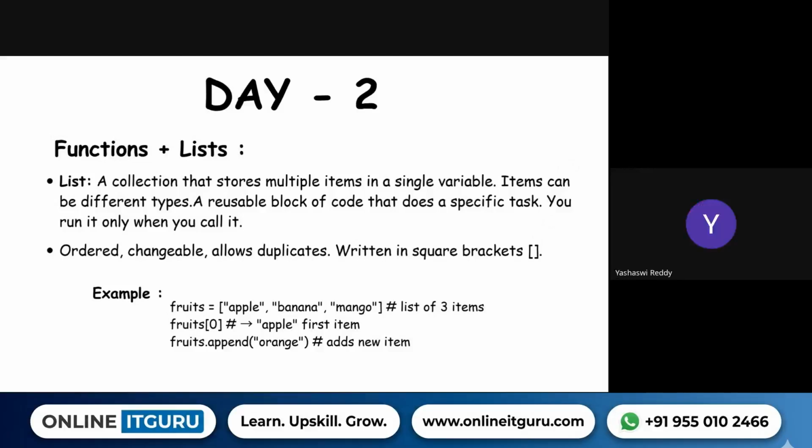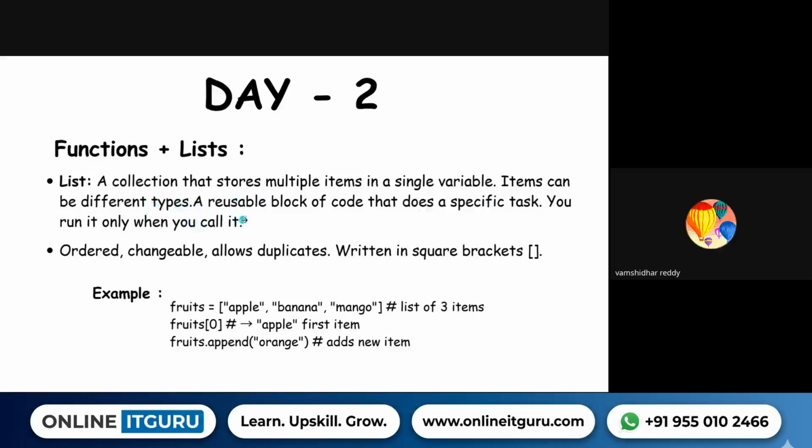Okay. Today we'll go with functions and lists. In simple words, a list is like a bag, like a school bag you can consider, or a list is just a container that holds many things in an order. A list is a collection that stores multiple items in a single variable, where items can be different types.